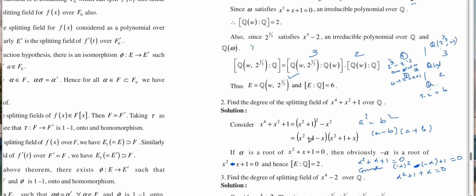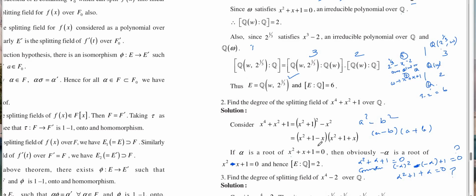Now if alpha is a root of this polynomial, I mean this one, then obviously minus alpha is a root of this. Why? If you replace x by minus alpha, you get this, that is alpha square plus 1 plus alpha equal to 0. That is what we need to check. But already alpha square plus alpha plus 1 equals 0 because of this assumption. So naturally this will be 0. So the conclusion is that when alpha is a root, minus alpha is also a root.